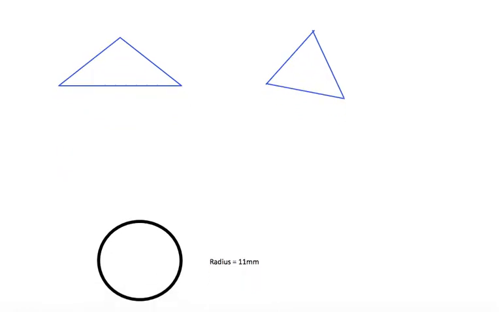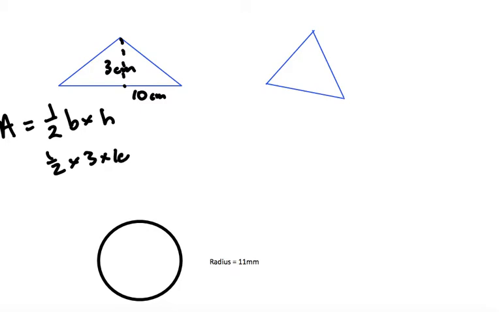For a triangle, the area is half base times height, because a triangle is half of a rectangle. So we find the length of this base, and the height is always the vertical height there. So if that is 3 centimeters and the base is 10 centimeters, we go a half times 3 times 10, which equals 15 centimeters squared.